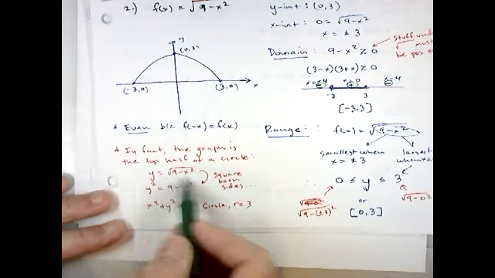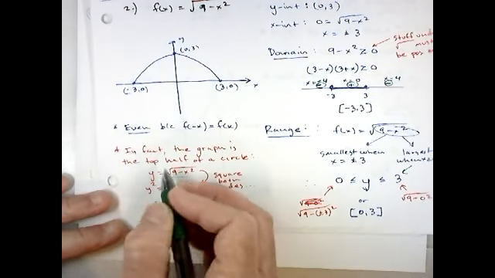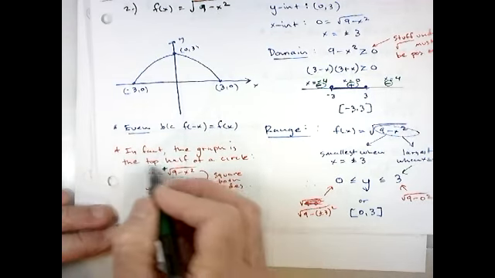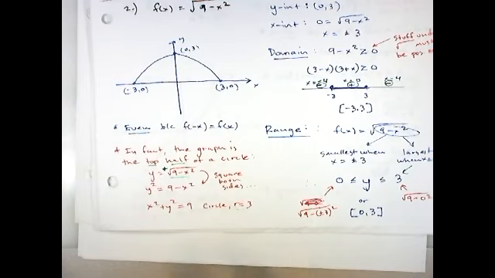However, the original problem, because it's the square root, square roots can only come out to be positive, which is why it's just the top half of that circle. It's not the whole circle.